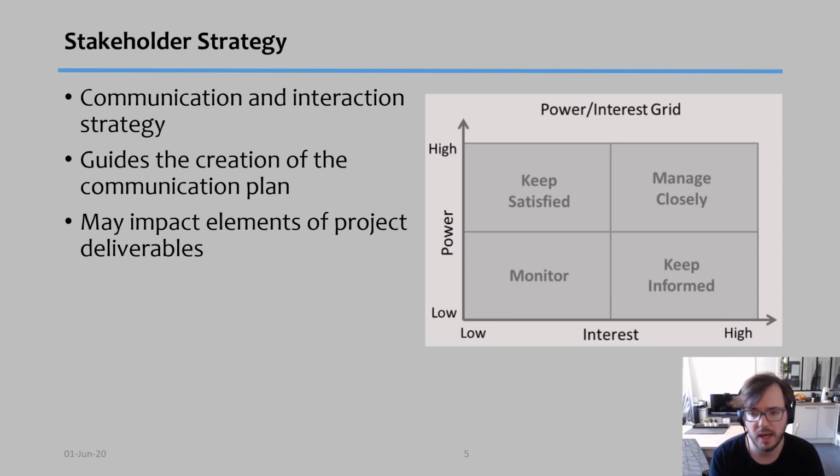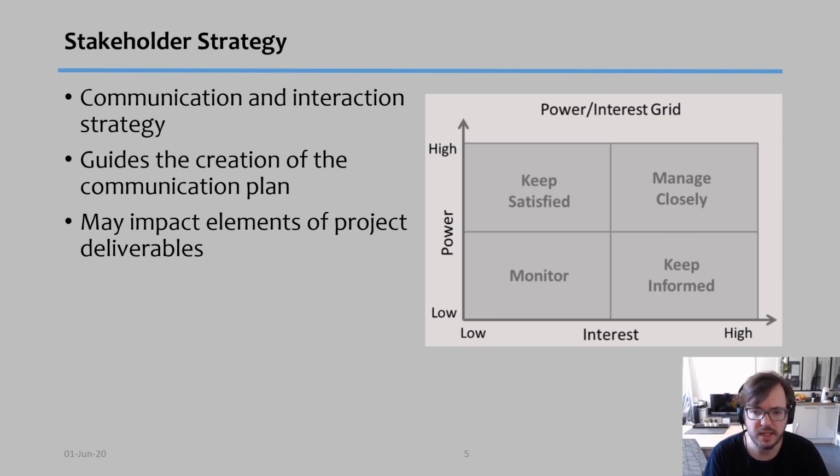The last one is called manage closely. Manage closely is when you have people with high power and high interest. That means you have to communicate with them frequently and with a lot of information. When we say frequently, it might sometimes be every day, or in certain emergency projects even every hour. This strategy is obviously the one that consumes the most energy from the project manager.